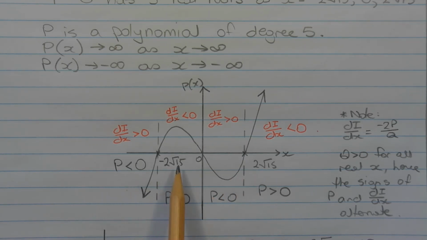Notice that I've split the graph up into 4 regions. So in this region here, p is negative, p is positive in this region here, p is negative here, and p is positive here. Now note that di dx is equal to negative 2p over q, and q is greater than 0 or positive for all real x. Hence, the signs of p and di dx alternate. So in other words, where p is negative, di dx is positive, and vice versa.